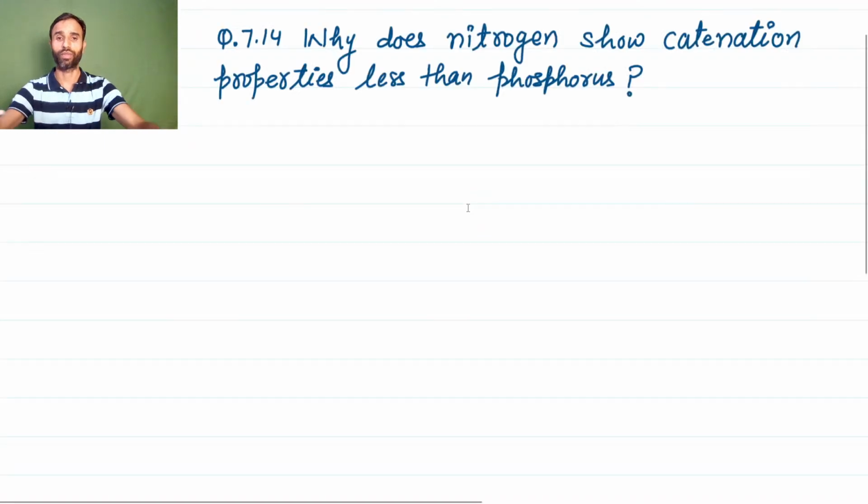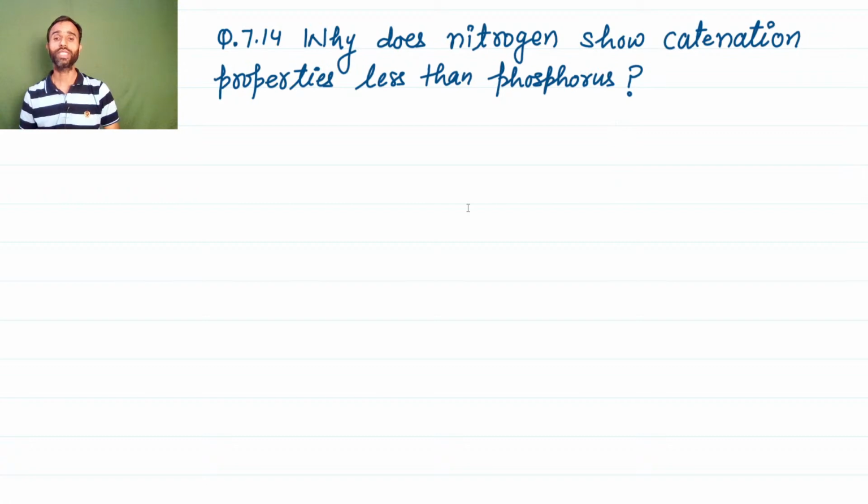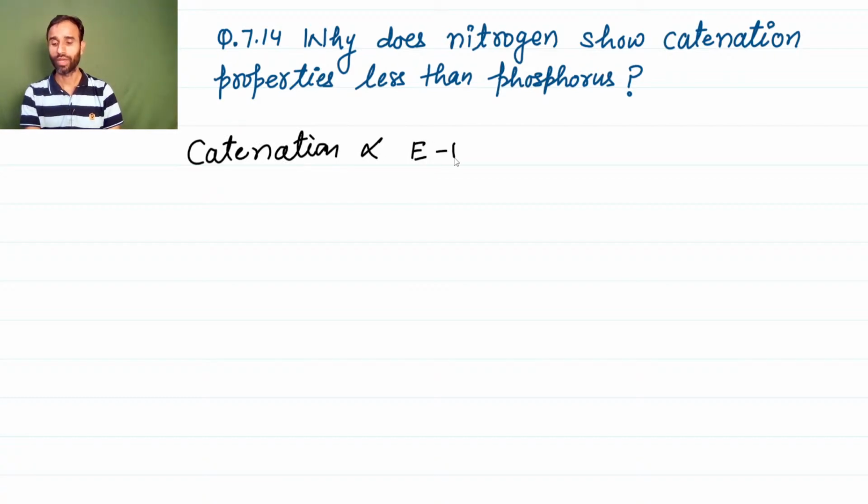Now question number 14. Why does nitrogen show catenation properties less than phosphorus? So keep in mind, catenation is proportional to element bond strength. What is catenation? Self-linking property. Okay, so catenation is proportional to element bond strength.